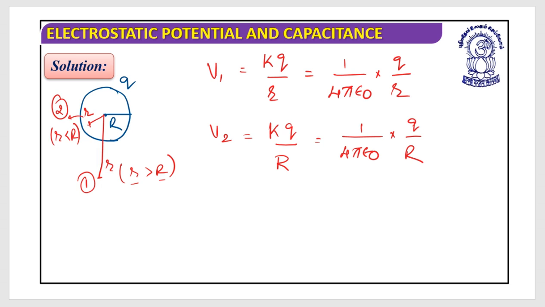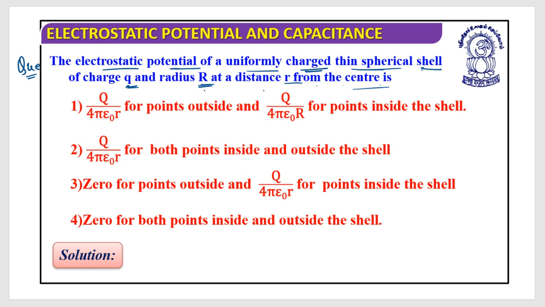So when the point is lying outside the shell, it's q divided by small r, and when the point is lying within the shell, it's q divided by R. So for a point outside, it's q by 4 pi epsilon naught r, and for a point inside, it's q by 4 pi epsilon naught R.